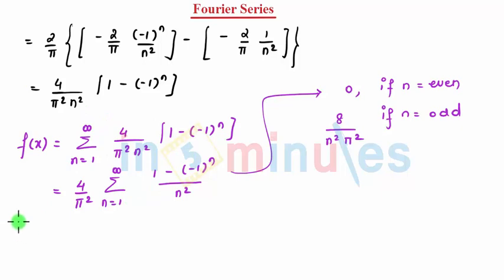Now when I substitute here, for the deduction I'll be substituting x equal to 0. This gives me pi squared by 8 equal to 1/1 squared plus 1/3 squared plus 1/5 squared plus dot dot dot. So this is finally what you can say is your final answer.